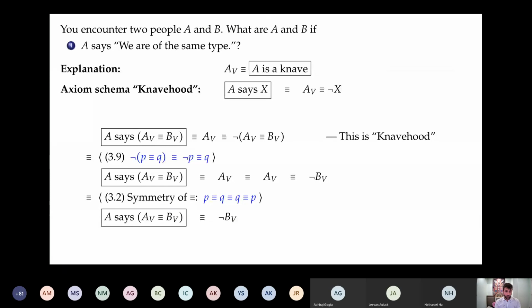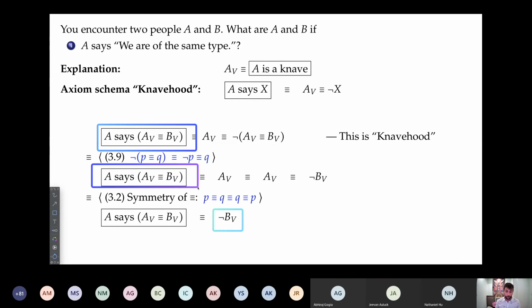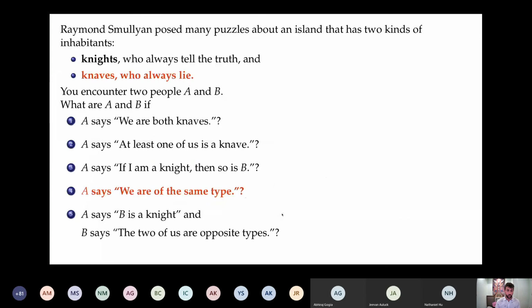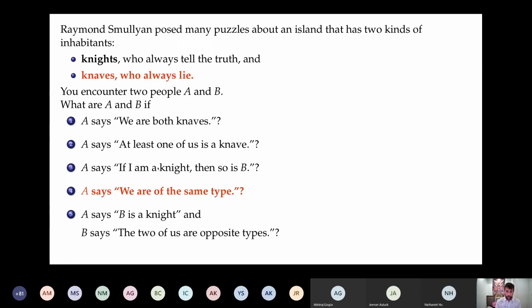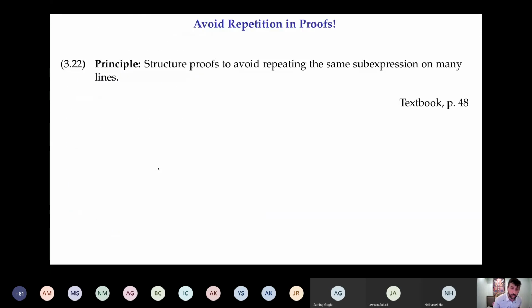Notice in this proof, the unfortunate thing is we repeated this part here, then we repeated it again, then repeated it a third time, right? We didn't do that repetition when we did this one right here, right? We kind of simplified as much as possible, and there was little repetition, all right? So this is mentioned in the book.